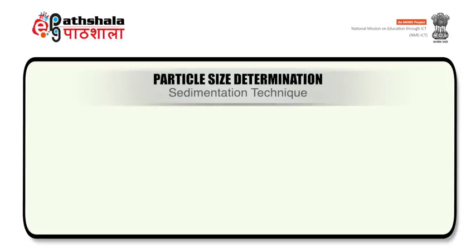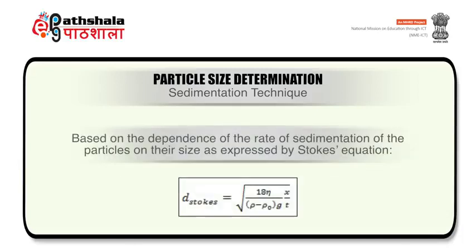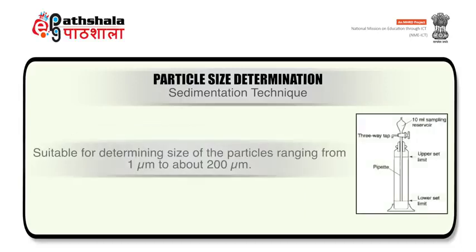The next technique is sedimentation technique. This method utilizes Andreasen pipette apparatus. The sedimentation method is based on the dependence of the sedimentation rate of the particles on their size as expressed by Stokes' equation given below. This method is suitable for determining size of the particles ranging from 1 micron to about 200 microns.